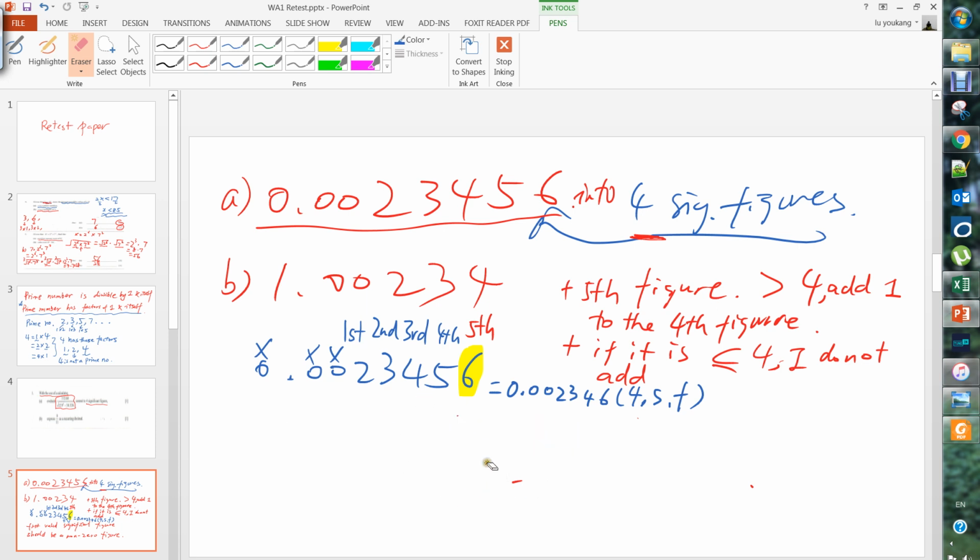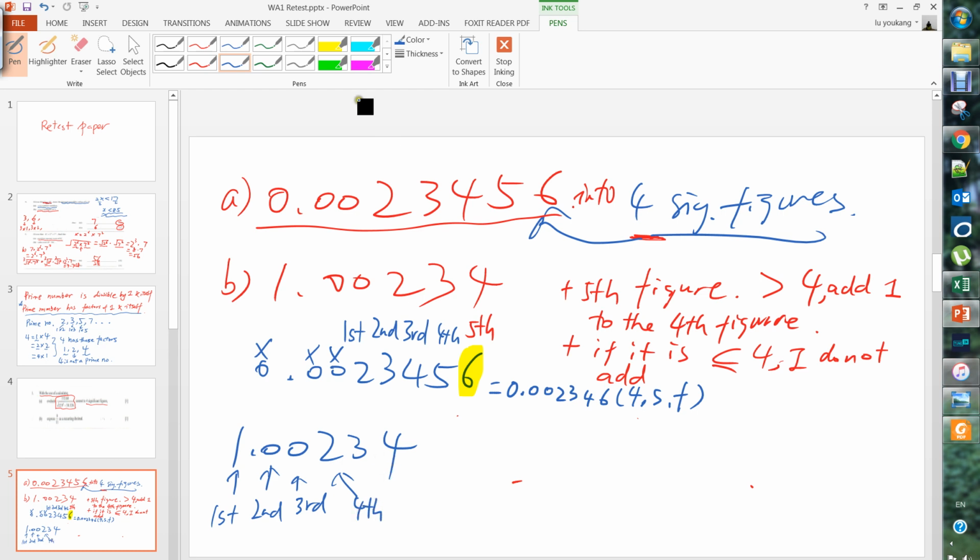So for part B, 1.00234. The first significant figure should be a non-zero figure. So this is the first, right? Because it's non-zero. Therefore this is second, then this is third, and then this is fourth.